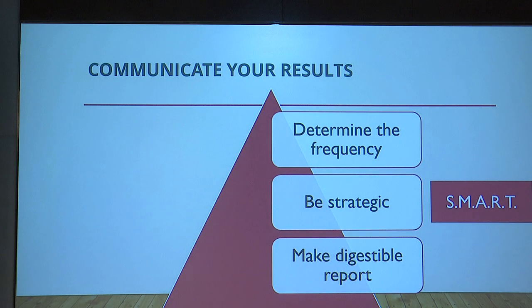And then the most important part is we have to communicate the results of the campaign with our team. First, we have to determine the frequency, whether it should be weekly, fortnightly, or monthly. This can be individualized to each and every one of us. And then we have to be strategic. We have to have a SMART goal for each campaign. A SMART goal is specific, measurable, achievable, relevant, and time bound. We have to reach this many patients in this amount of time. We cannot do it endlessly.